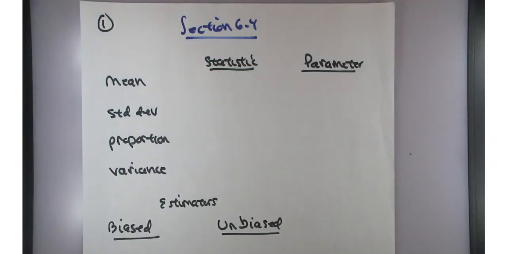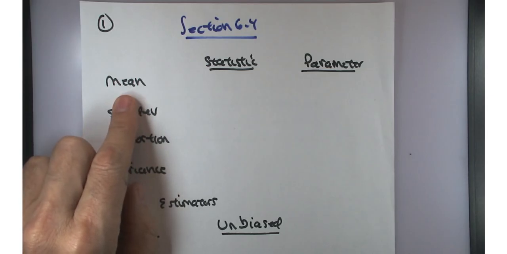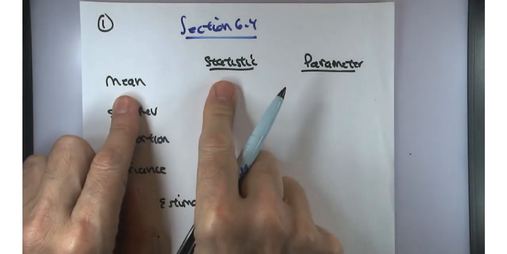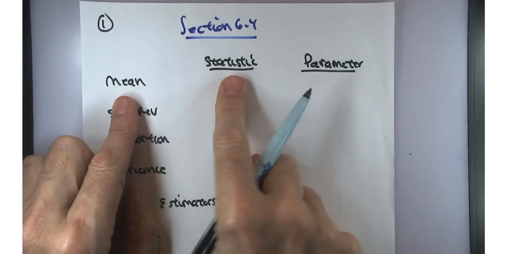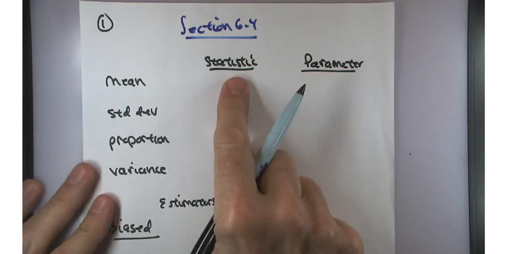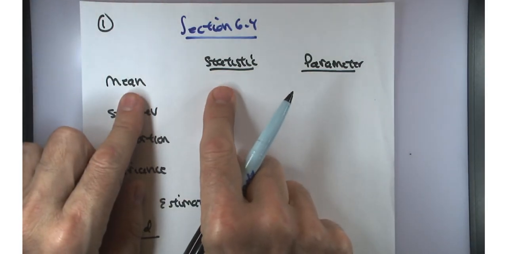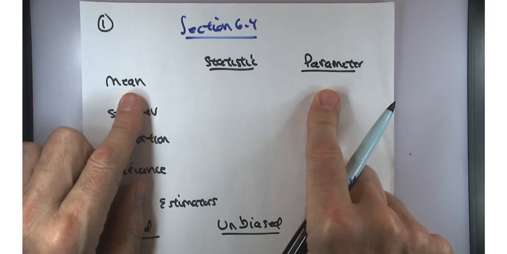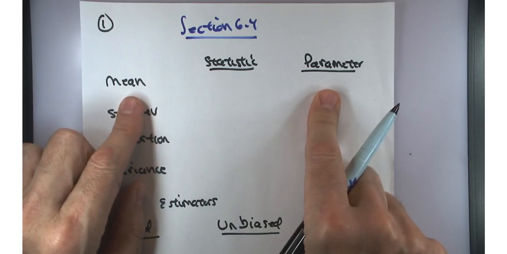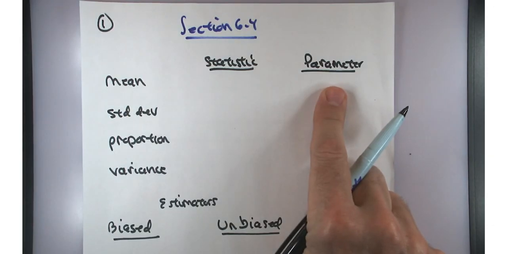For instance, you can calculate the mean by adding up all the data and dividing by n. But is it a statistic or a parameter? What's the difference between a statistic and a parameter? Yes? Statistic looks at a sample, parameter looks at the population. Good. A statistic is a numerical calculation based on a sample, whereas a parameter is a numerical calculation based on a population. So basically, you have to conduct a census to get a parameter.